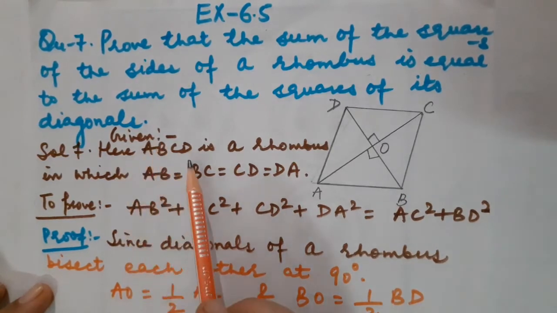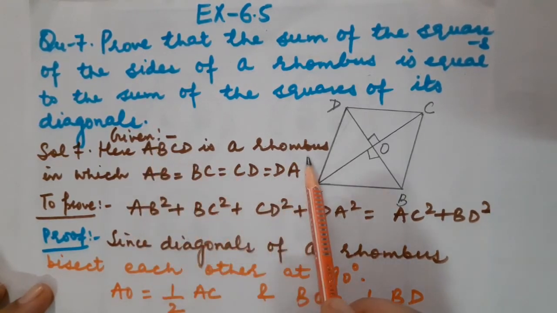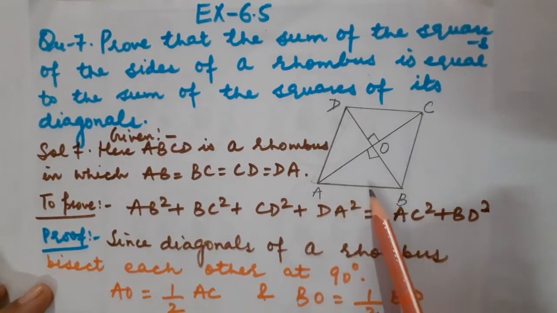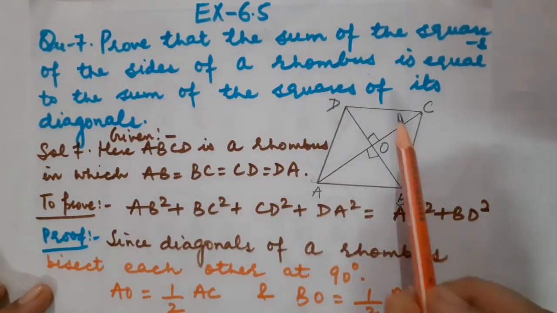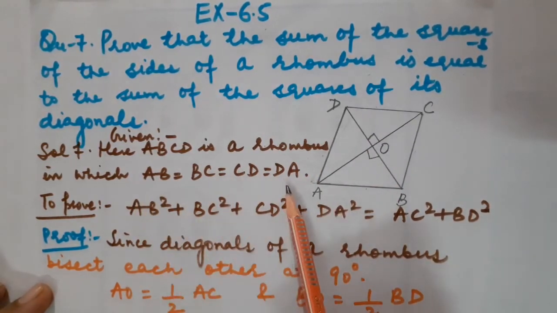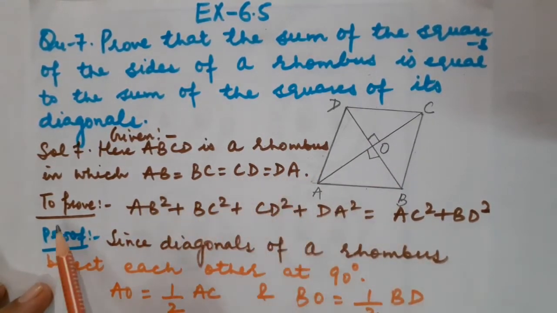So here we will be having a rhombus given, that is ABCD is a rhombus in which all the four sides are equal. So AB is equal to BC is equal to CD is equal to DA. This is given to us. Got it? Now what we have to prove?